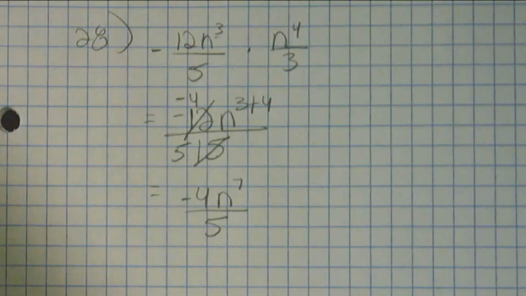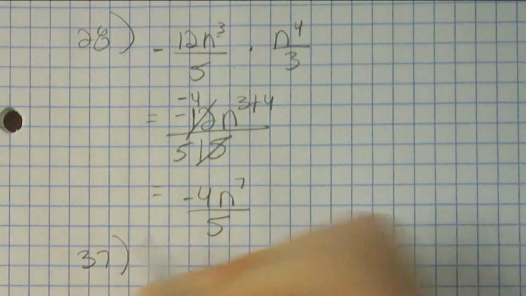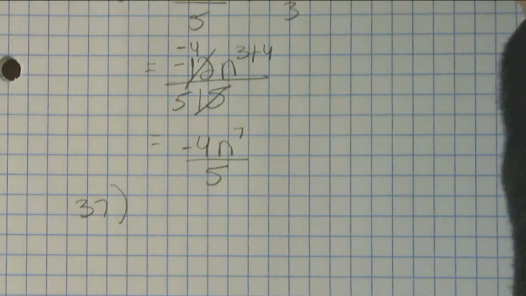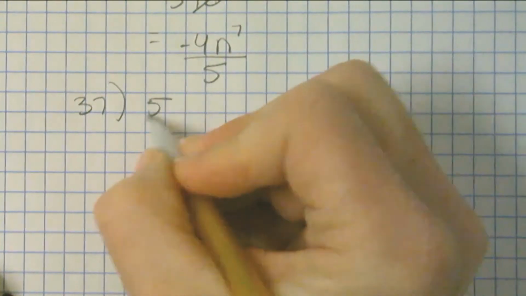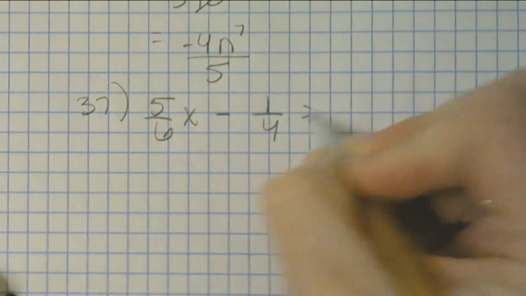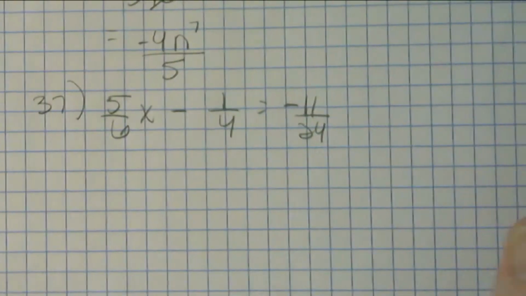All right, so that was 28. The next one you guys asked for was 37. Who asked me for 37? Okay. So 37 said that I have 5/6 times x minus 1/4 is equal to a negative 11/24ths. Is this the one you're talking about, AJ?